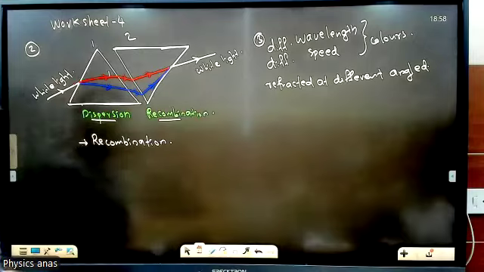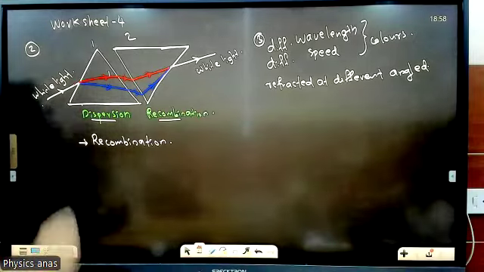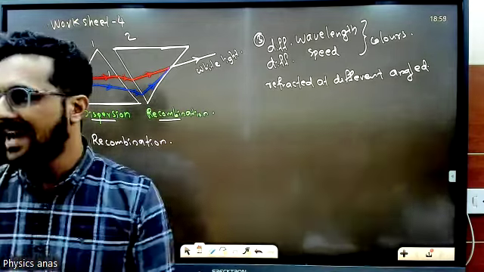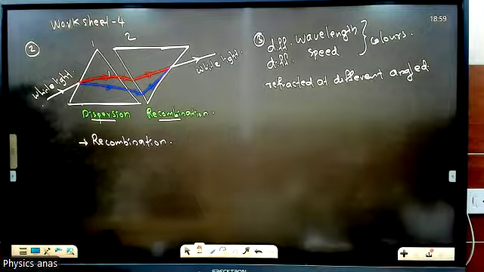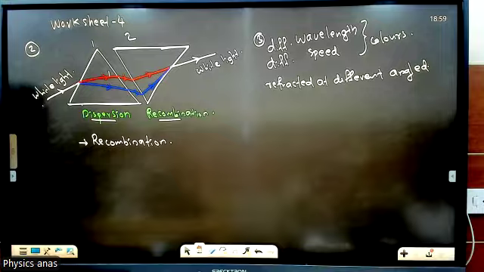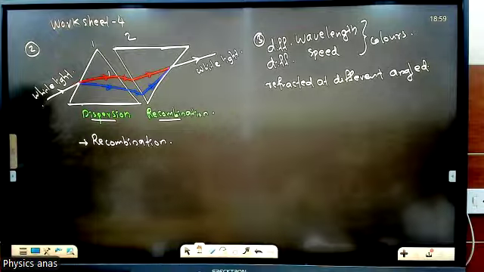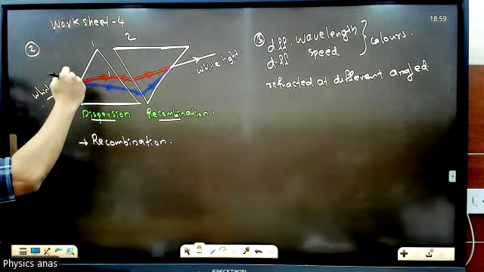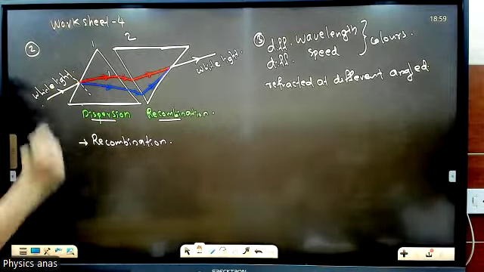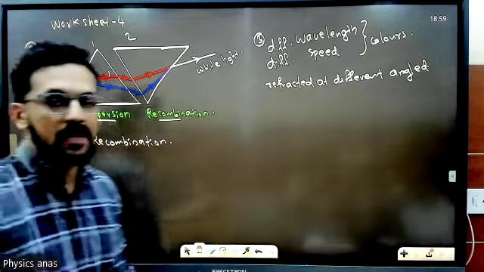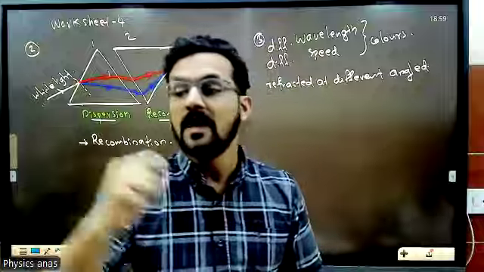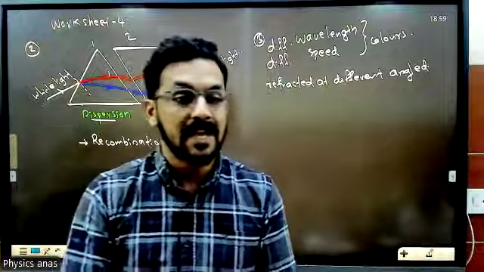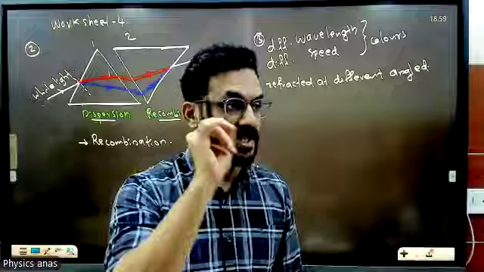Because the light is entering through the lateral rectangular surface of the prism. It is at an angle now. If it is entering at an angle, what happens? Refraction happens. And how will be the refraction? Each color will be refracted at different angles. You get it? Each color will be refracted at a different angle.